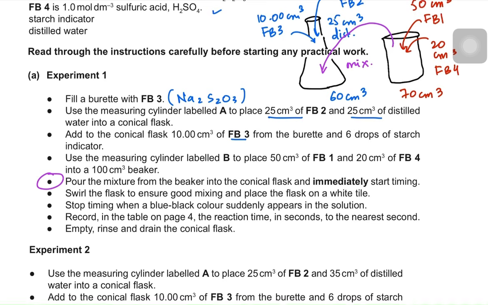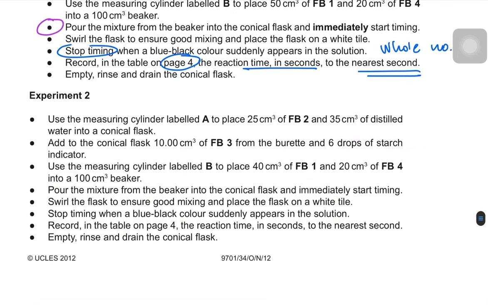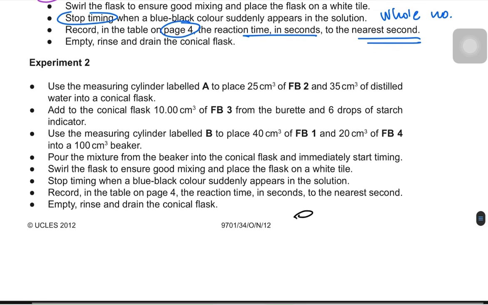Another thing to keep in mind is whenever you are timing an experiment, it is to the nearest second. Now record in the table on page 4 the reaction time in seconds to the nearest second, like I just said. Nearest second means whole number. You don't have to place the milliseconds, you don't have to place any decimal points because the question is very explicit. Now let's read experiment 2.